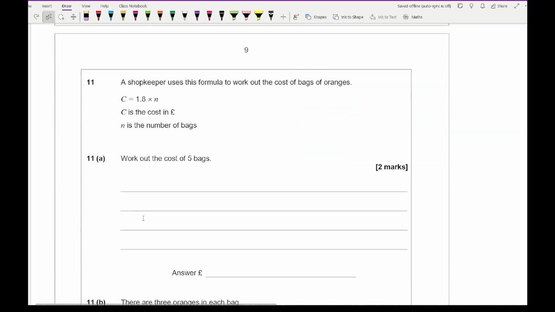Moving on to question 11, it says that a shopkeeper uses this formula to work out the cost of bags of oranges, and it's C equals 1.8 times N, where C is the total cost and N is the number of bags. Question 11a says work out the cost of 5 bags. So this is basically replacing N with 5. So C equals 1.8 times 5. So if we do 18 times 5, and stick the decimal point there, we get 5 times 8, which is 40, 5 times 1, which is 5, plus 4, which is 9, and so it's going to be £9.